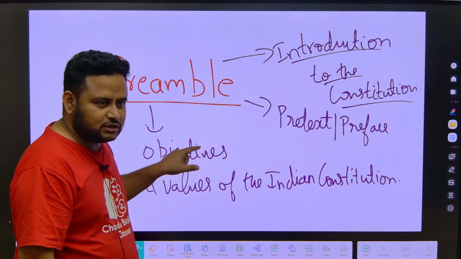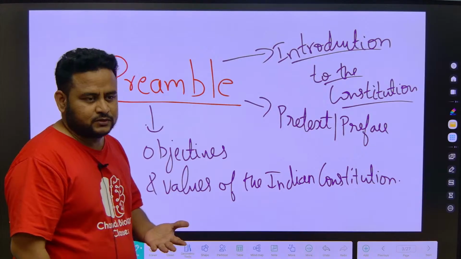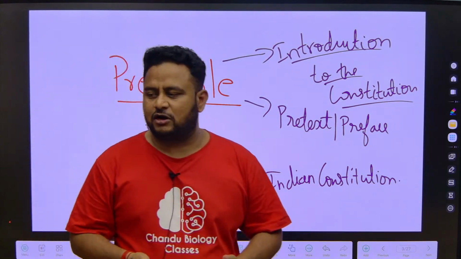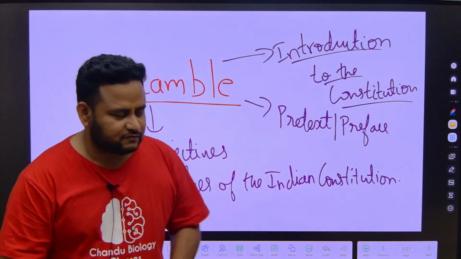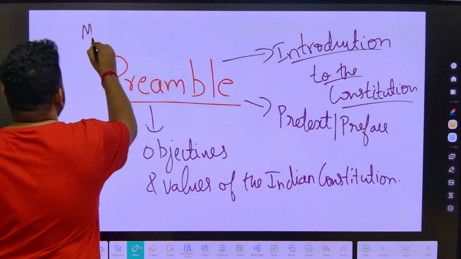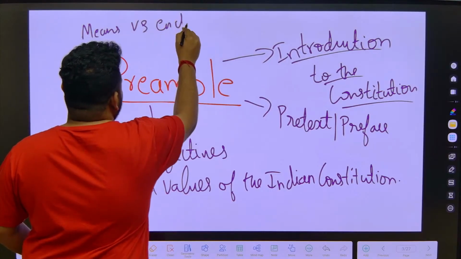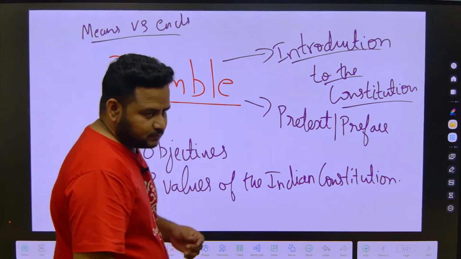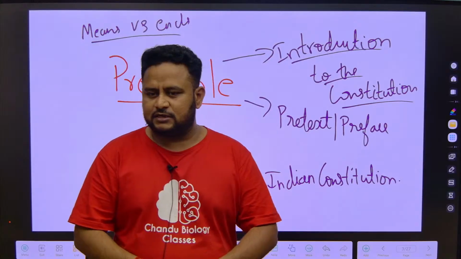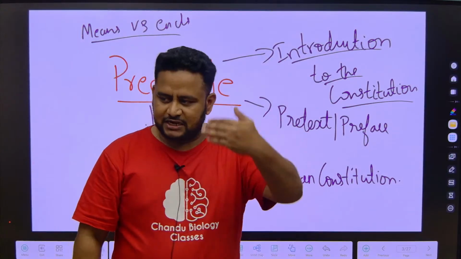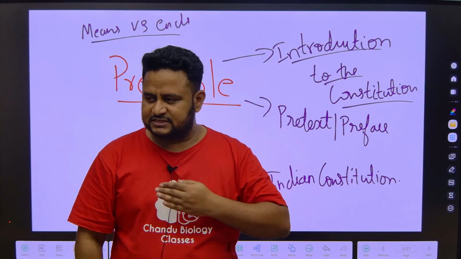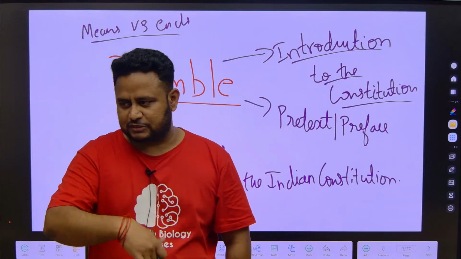To achieve those objectives, we should follow certain values. There is always a debate called means versus ends. Suppose I have to go from here to the hostel. My hostel is my end. Means is the way I take, the process which I follow.